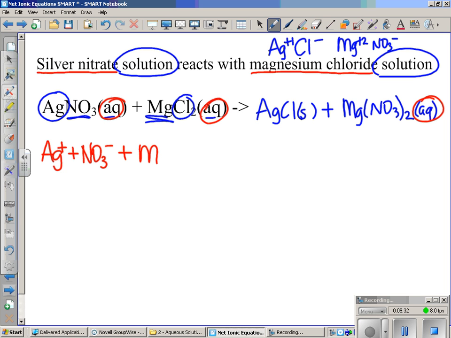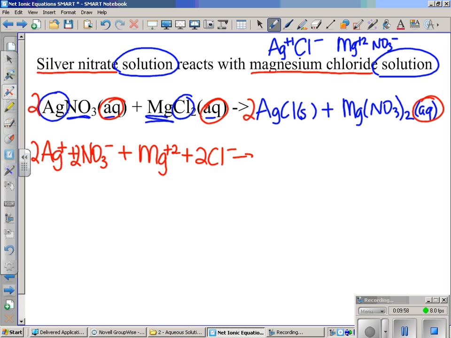Oh, slow down. Wait. We have to balance before we do any of this. I just violated a cardinal rule, and our first equation is not balanced. So to balance it, we're going to need a 2 there, and we're going to need a 2 there. That makes a big difference because this is supposed to be 2 Ag+ plus 2 NO3-. So make sure you balance at the molecular equation step.